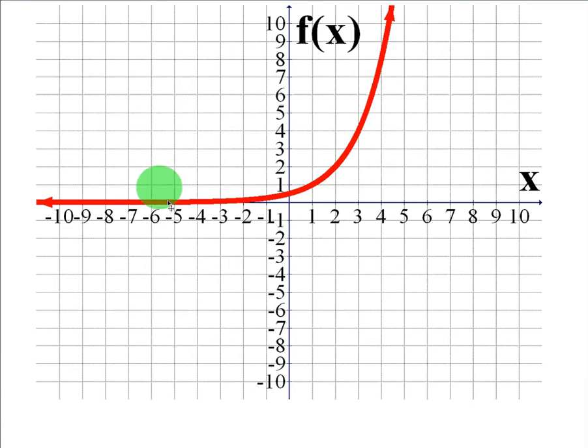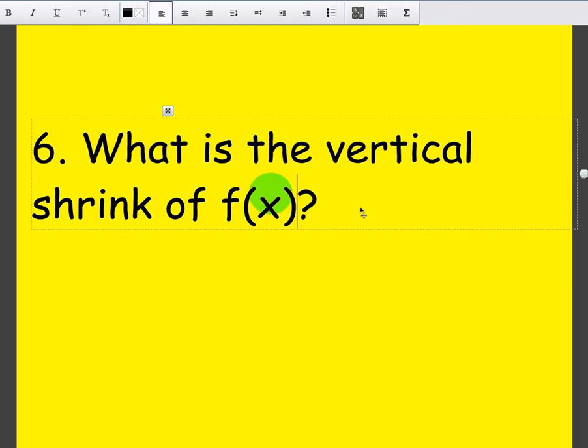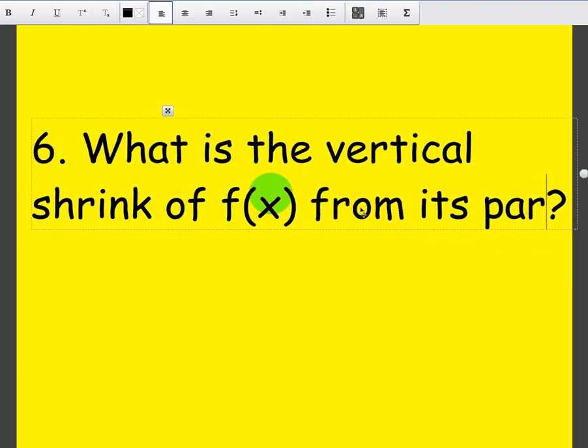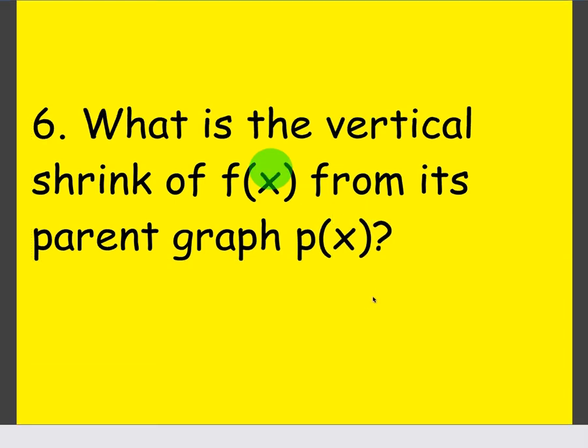In order to understand how it's been shrunk from the parent, we have to graph it. So here's the question stated explicitly. What is the vertical shrink of f of x? We can even put this in here from its parent graph. We normally call it p of x.